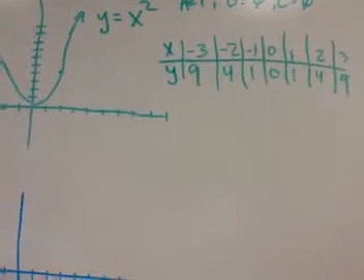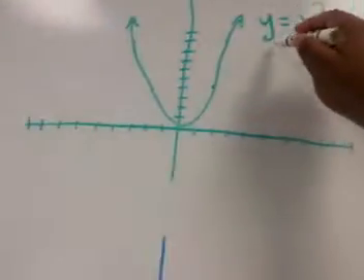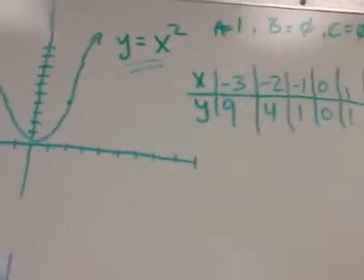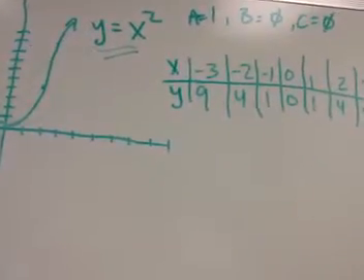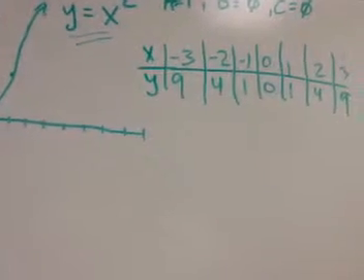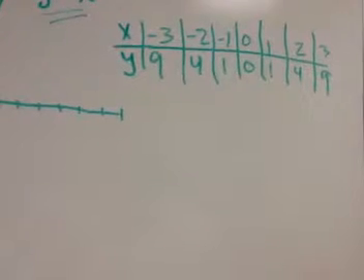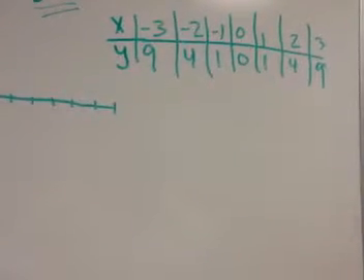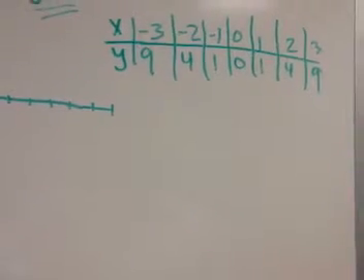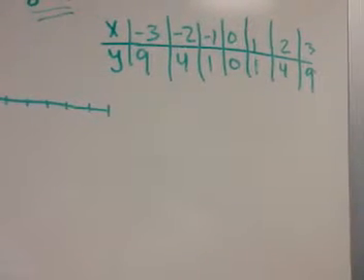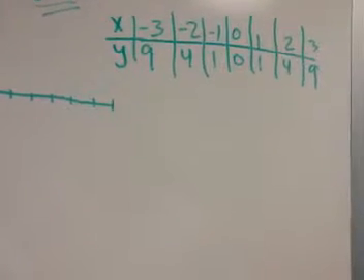If x is -3, and this is our equation, y equals x squared. If x is -3, then y is 9. If x is -2, y is 4. If x is -1, y is 1. If x is 0, y is 0. If x is 1, y is 1. If x is 2, y is 4. If x is 3, y is 9.